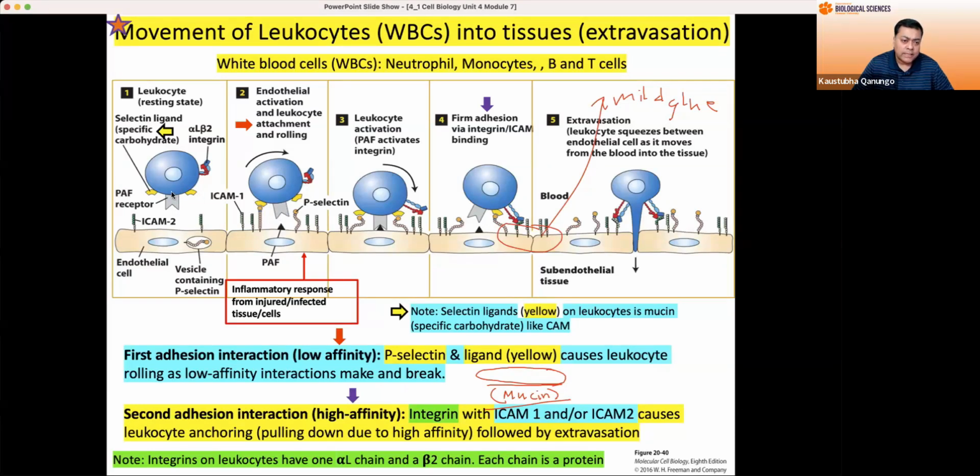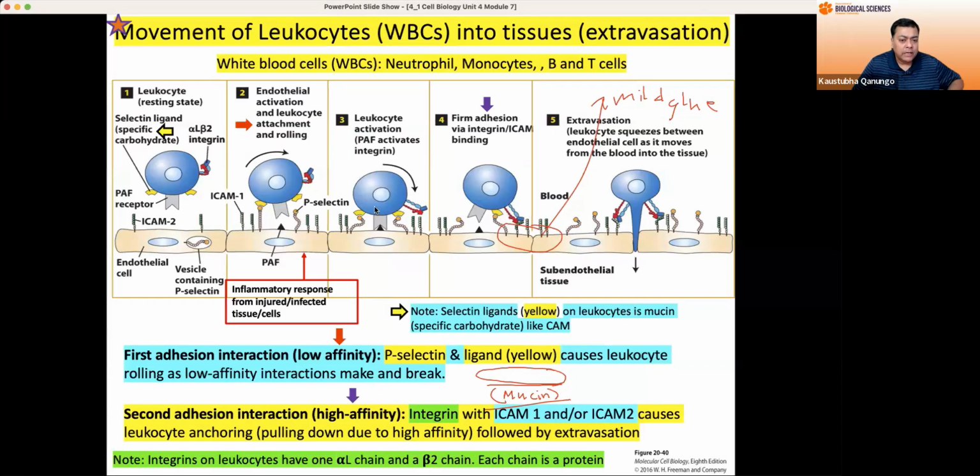This is already on the cell surface. But the platelet activation factor is only produced by the epithelial cells upon an inflammatory response. And as the leukocyte is rolling due to this mild first adhesion interaction, low affinity, they ultimately find this ligand and now they are engaged. So the PAF is bound to its PAF receptor.